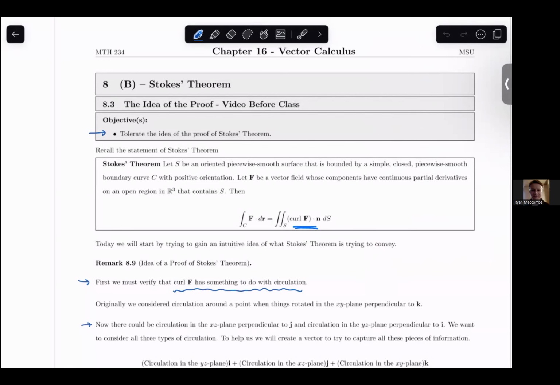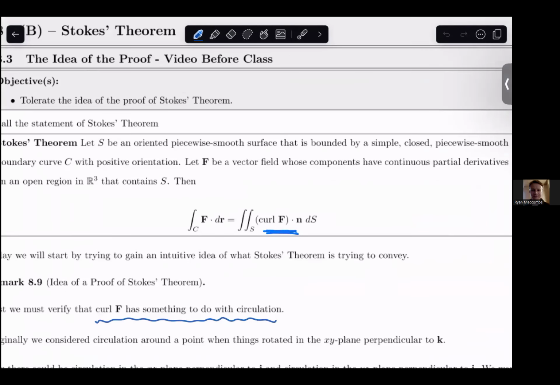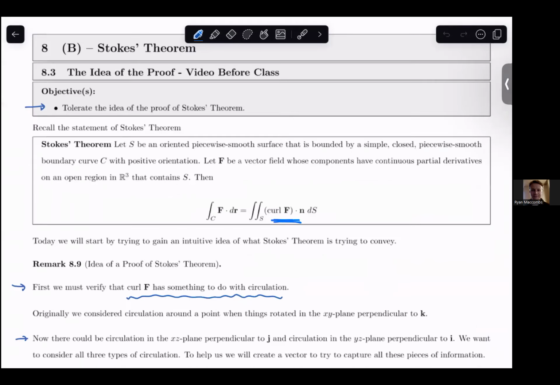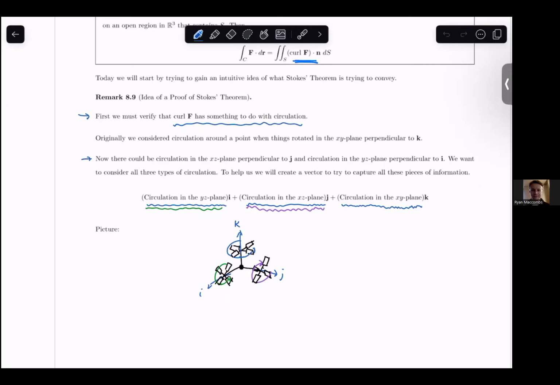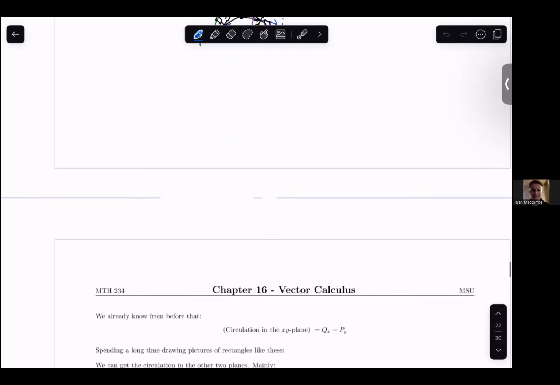So again, here is the statement of Stokes' theorem, and again, this is going to be a quick overview of our pre-class video. I of course did this in much more detail in the actual pre-class video, but just a quick highlight here. We talked about how that curl here is actually embedding all of our information about circulation. So in the I component, we have the circulation in the YZ plane. In the J component, we have the circulation in the XZ plane. And finally, in the K component, we have the circulation in the XY plane. So this curl vector is really this mega circulation vector. It kind of embeds all of our circulation information.